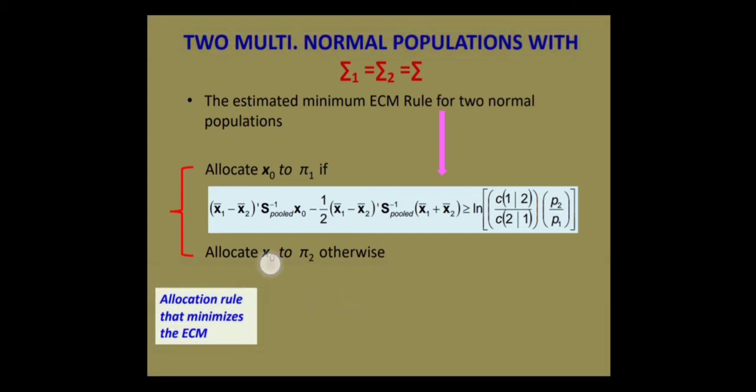If x0, if this part less than this part, so we allocate x0 to pi 2. Dia punya otherwise lah. Kalau this part tadi, okay, more than or equal to the value of ln here, kita allocate x0 to pi 1. If this part yang you kira tadi tu less than the value of ln here, so we allocate x0 to pi 2. It's simple. Okay, ini dipanggil allocation rule that will minimize the ECM. So we will use this formula if the covariance is equal. But usually untuk kita proceed dengan linear discriminant analysis, we assume that the covariance is equal.